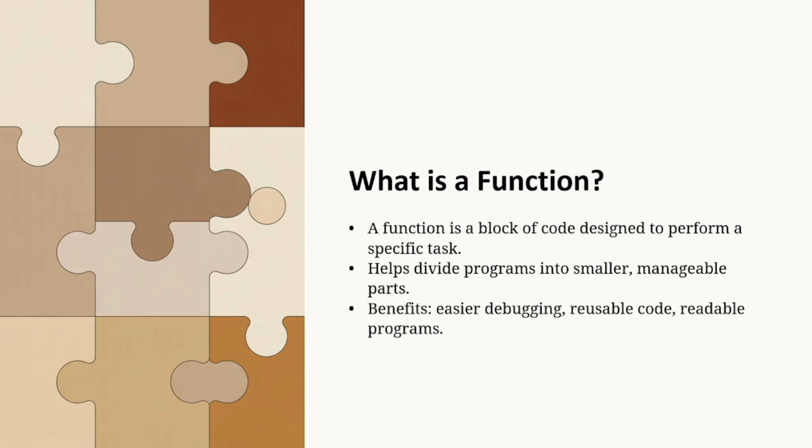The first topic is what is a function. Let us see the definition. A function is a block of code designed to perform a specific task. That means a function is a part of code which is designed by the developer to do a specific work or task. To understand the basic idea, imagine the human body. There are many parts such as the mouth. Mouth is a part of the human body which is designed for speaking or eating. A function is also similar. It is a block of code designed to perform specific tasks that helps divide programs into smaller and manageable parts. And there are many benefits such as easier debugging, reusable code, readable programs, and so on.